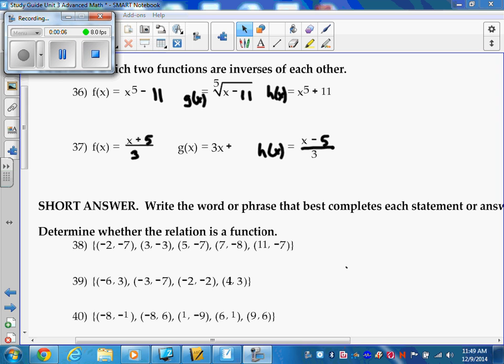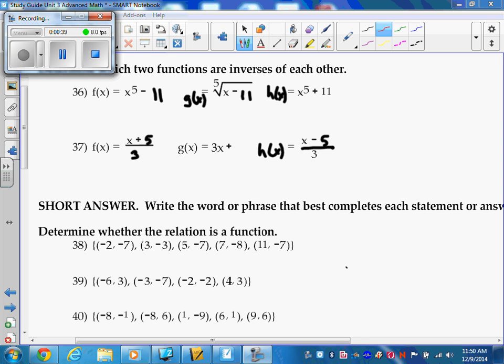Beginning with question 36. We need to find out which two functions are inverses of each other. You'll recall that if you plug in x for the function of the first function, you will find that they equal x after you simplify it. So in question 36, the ones that appear to be inverses are g and h.